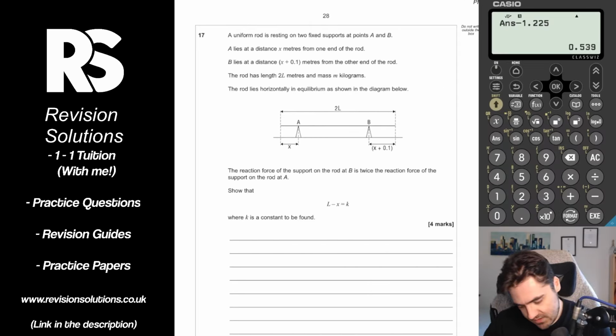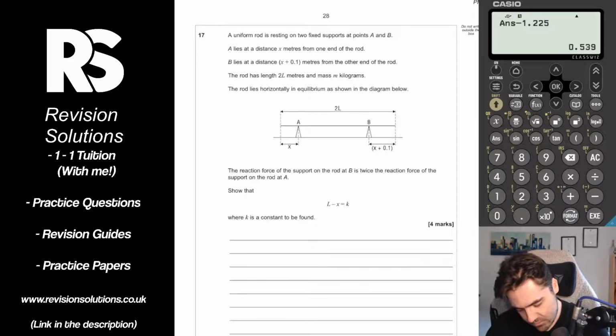Moving on to question 17, it says a uniform rod is resting on two fixed supports at points A and B. A lies a distance of x meters from one end of the rod, that's labeled already. B lies x plus 0.1 from the other end, that's also labeled. The rod has a total length of 2L and a mass of m kilos. The rod lies horizontally in equilibrium, as shown in the diagram below. The reaction force at the support on the rod at B is twice the reaction force of the support on the rod at A. Show that L minus x equals k.